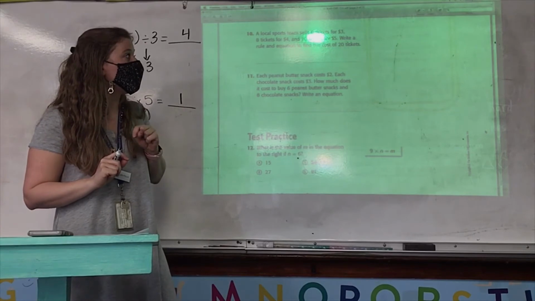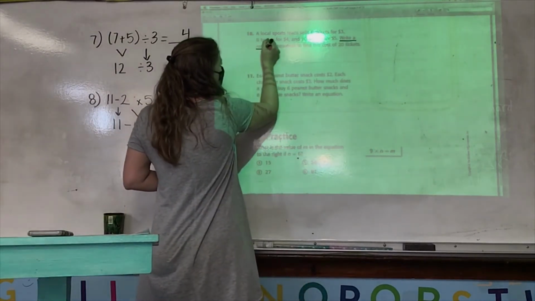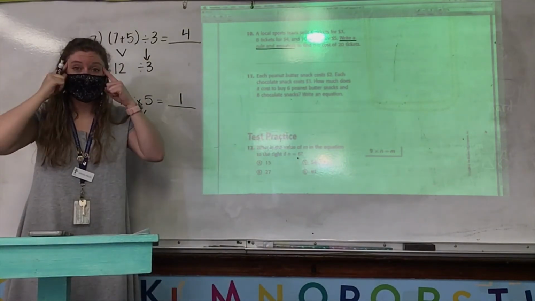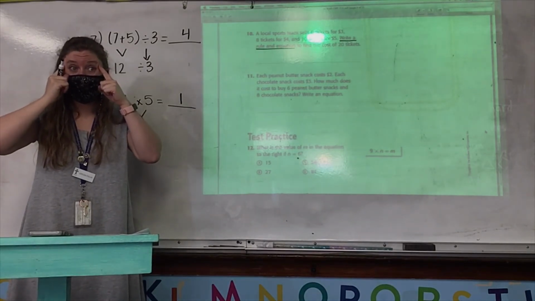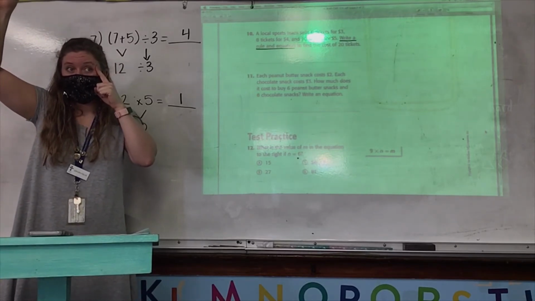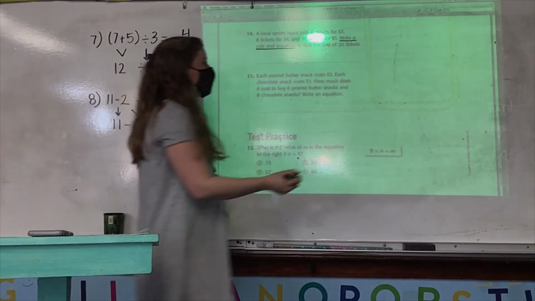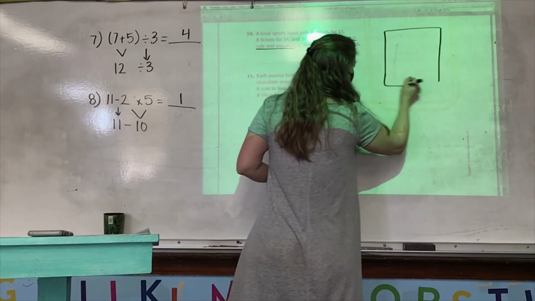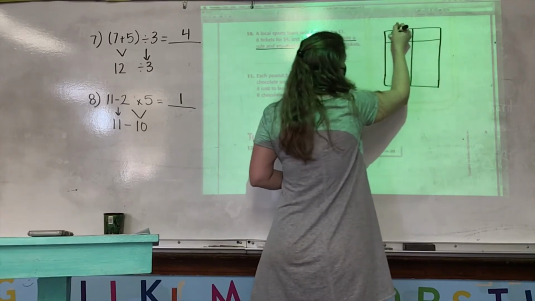Write a rule and equation to find the cost of 20 tickets. If you see, write a rule and equation in a word problem, that should trigger something in your head. Oh, I need to create a, Carla? An input-output table. I need to create an input-output table. So, got my input-output table. Here's my input.